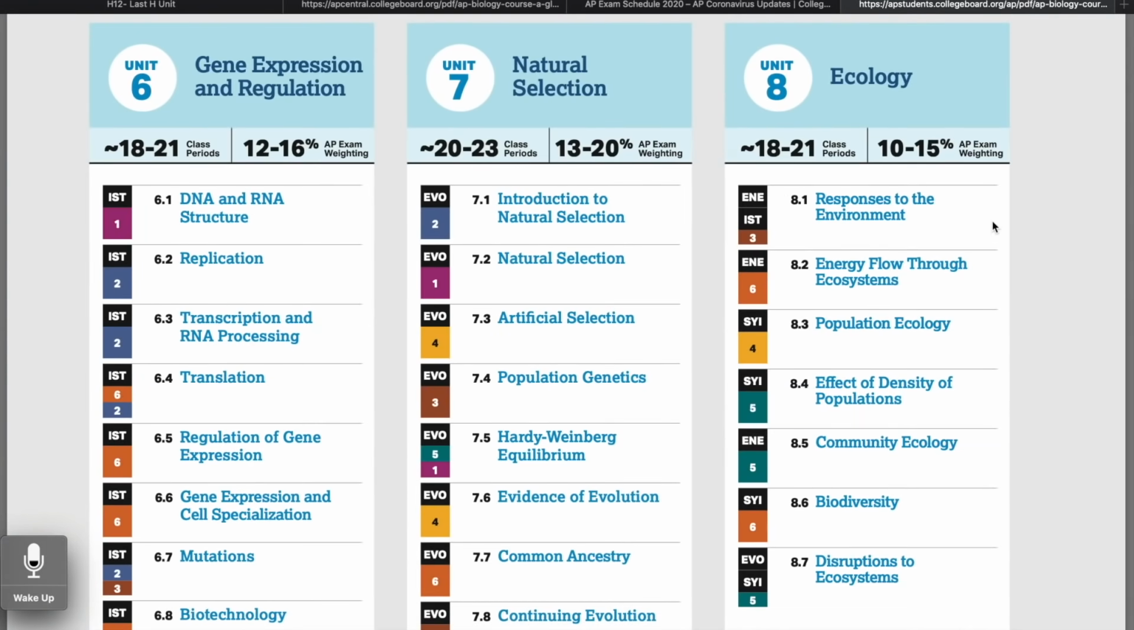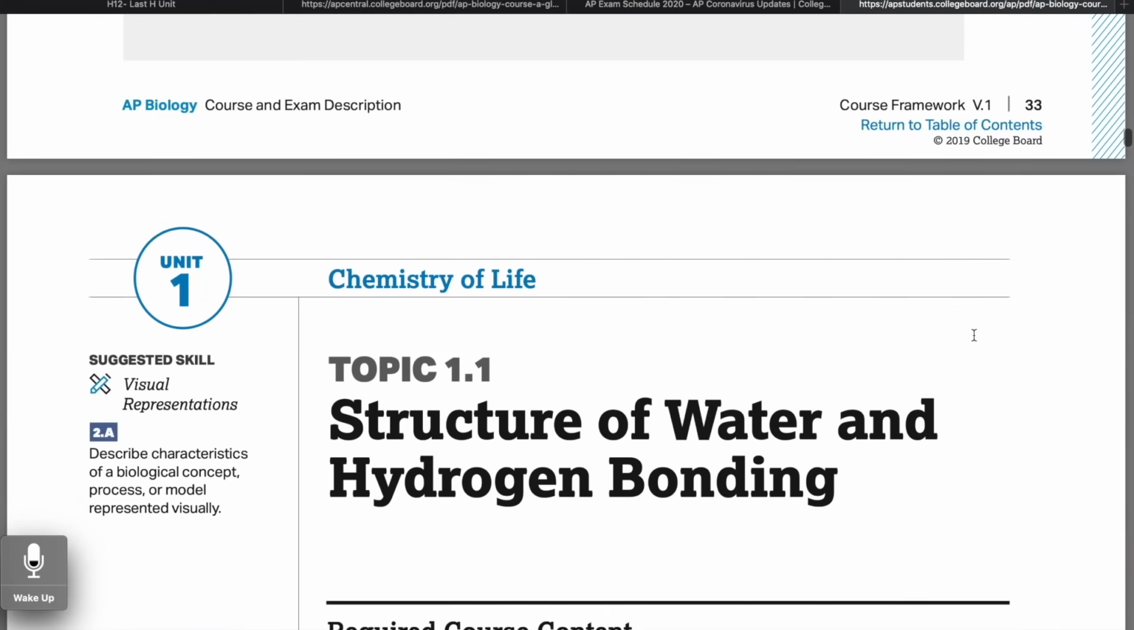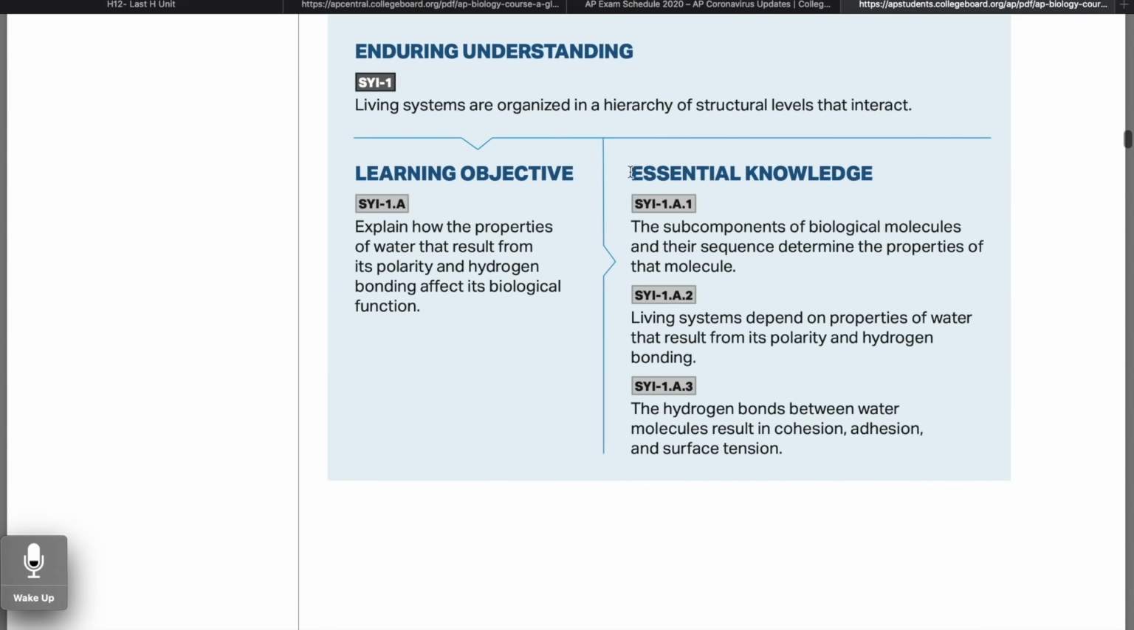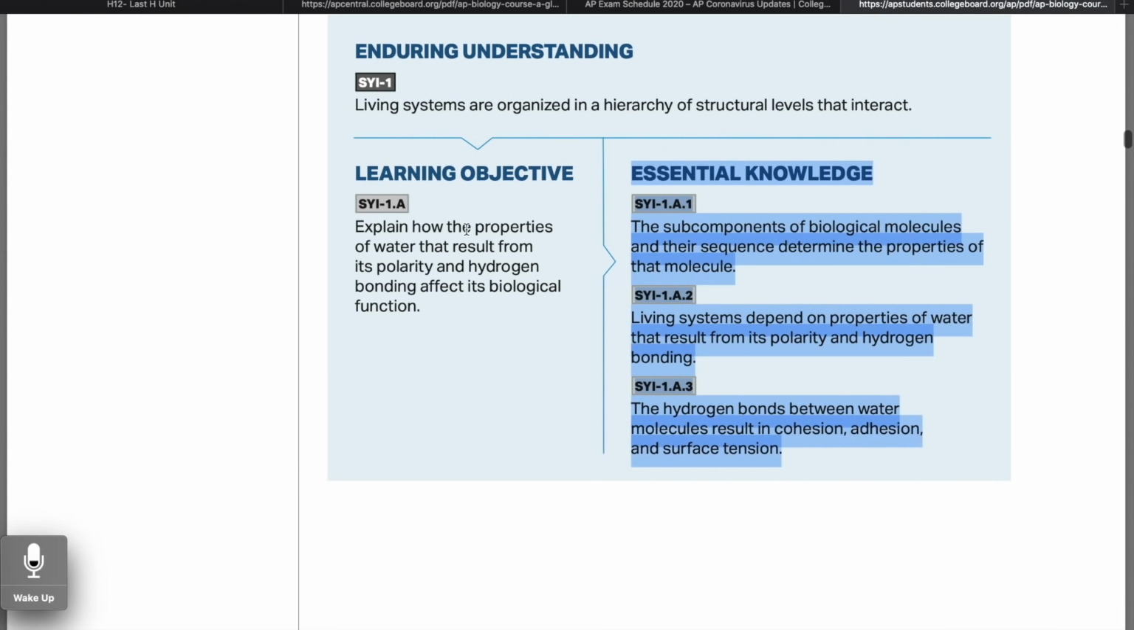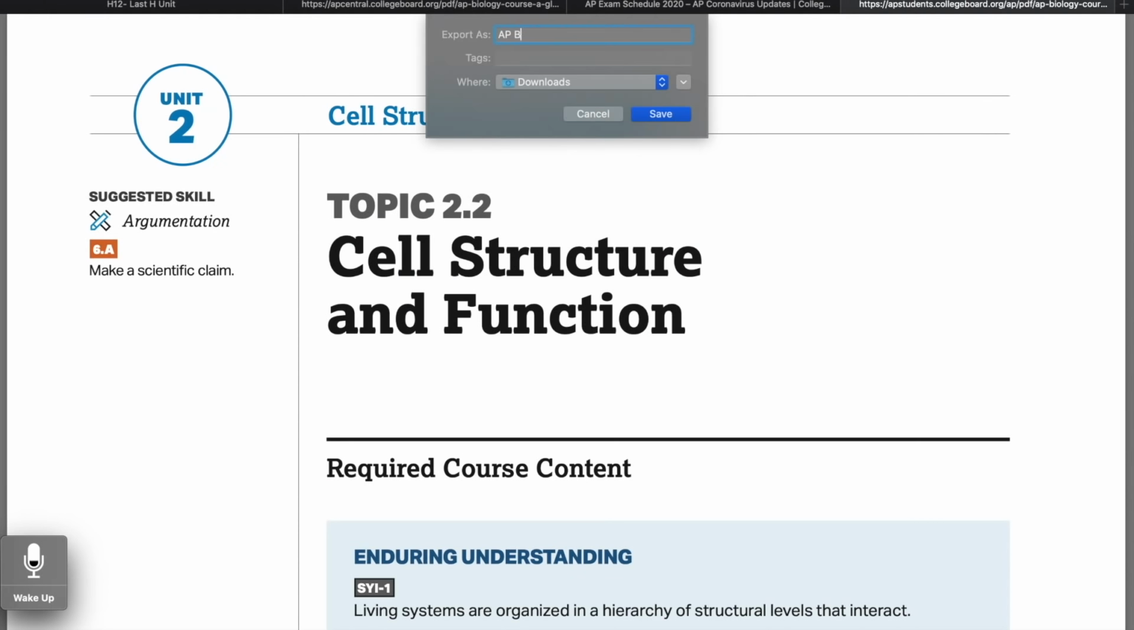They actually have course descriptions, what you should know. For instance, they have this essential knowledge and a learning objective for each unit and each topic, which is super helpful, so I saved that to my files.